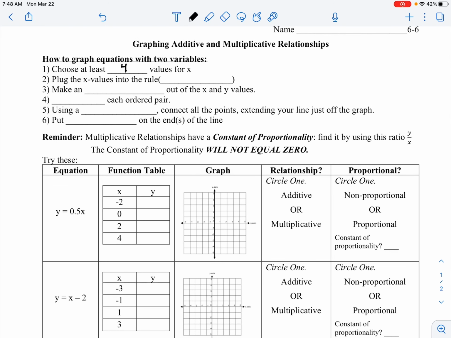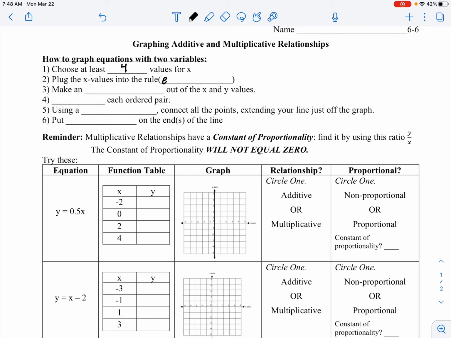So we want to choose at least 4 values for x. We get to choose whatever we want for x, because it is the independent variable, so therefore we can pick whatever we want. I mean, you could do this with just 2 values, but just like money in your bank account, it never hurts to have more. So we're going to be testing 4 for each of our rules today.